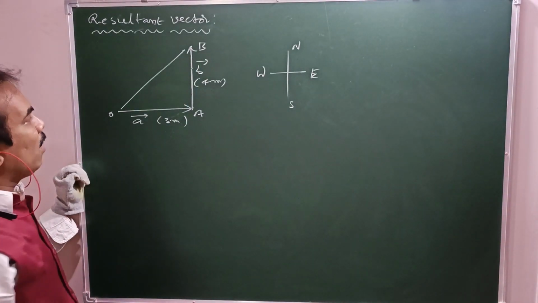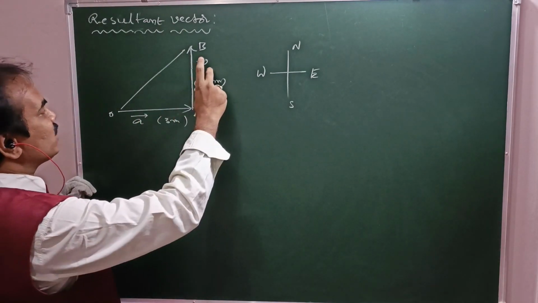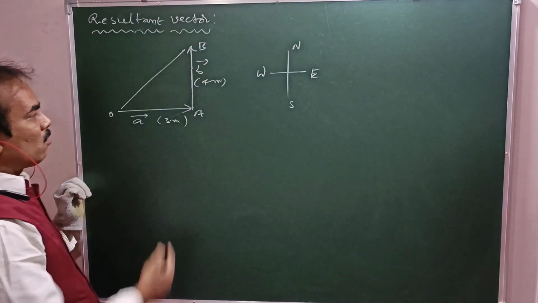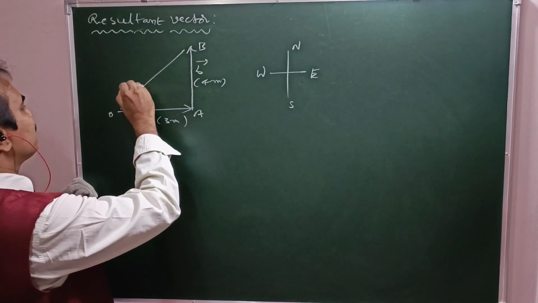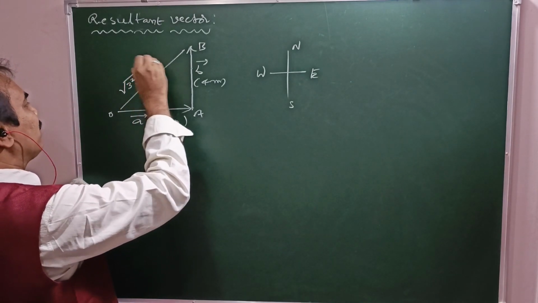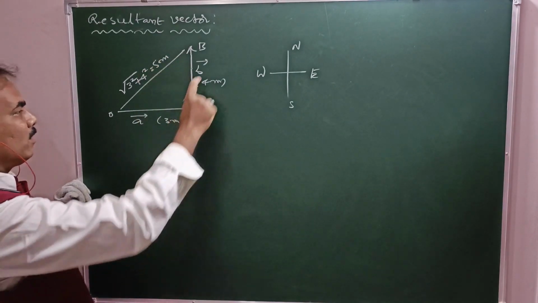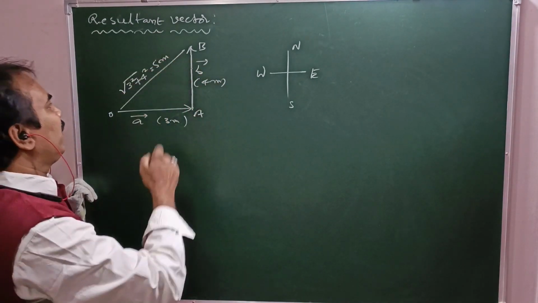Am I right? Now, as per Pythagoras principle, this side is 3, this side is 4. Now, what about this side? Root over 3 square plus 4 square, that is 5 meter. Right? This is 3 meter, this is 4 meter, this is 5 meter.